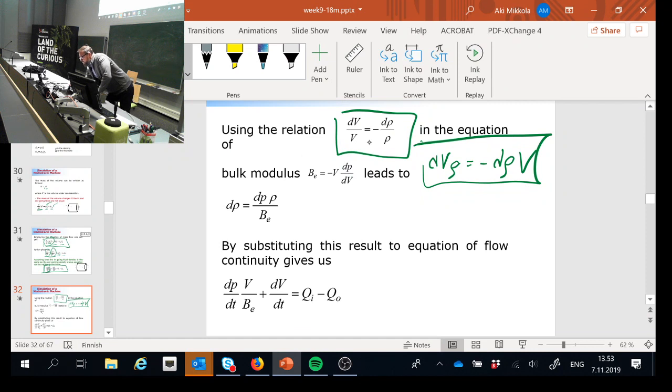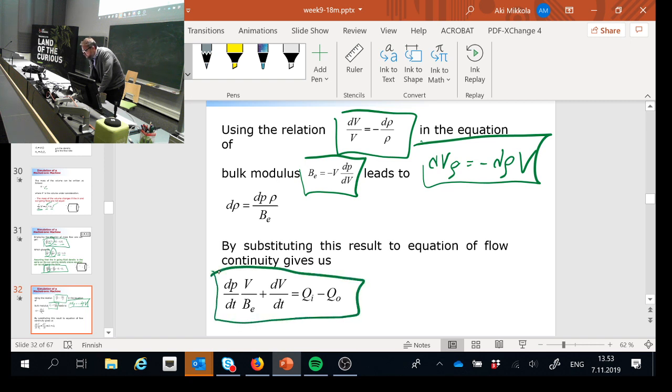And I'm going to use this relation with the help of the definition of bulk modulus. Now, using these two definitions, I'm able to express this time difference with respect to density in such a way that it turns out to be pressure difference with respect to time. What is that? That's equal to P dot. And now the P dot is something that we can use to solve for the pressure at any given time.